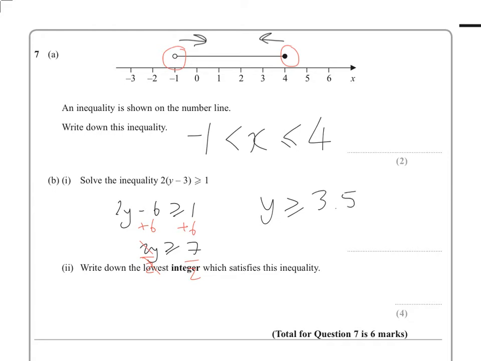Part 2, write down the lowest integer that satisfies this inequality. So the lowest integer is whole number, so we want the smallest whole number that is greater than or equal to 3.5, and that's going to be the number 4. 4 is the smallest whole number that is greater than or equal to 3.5.